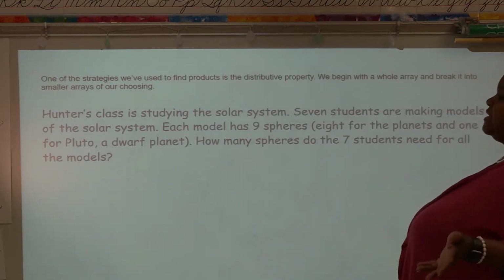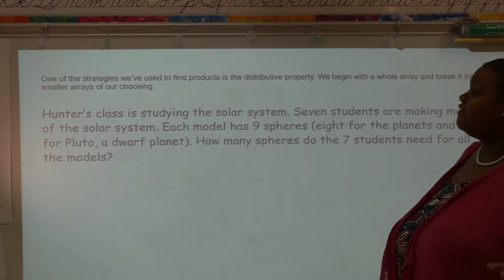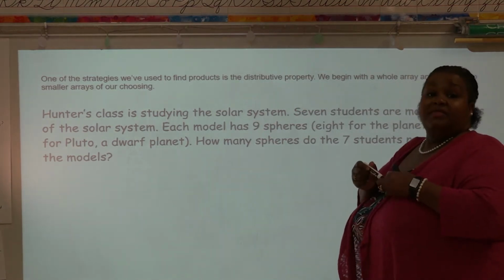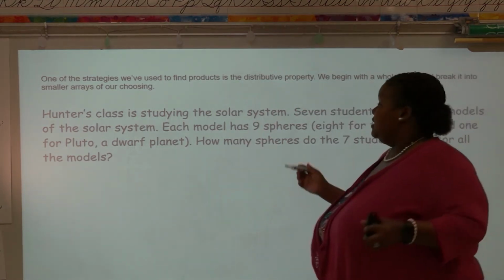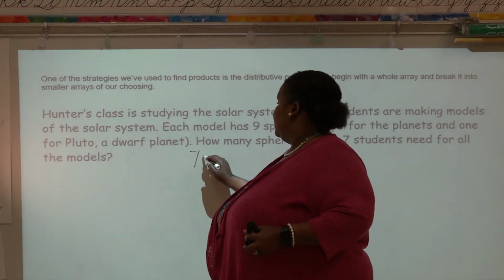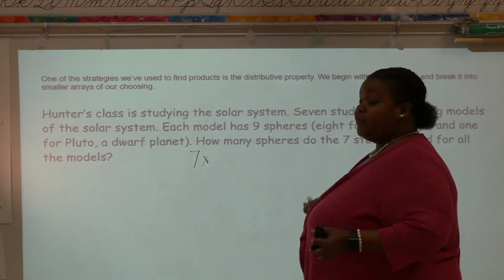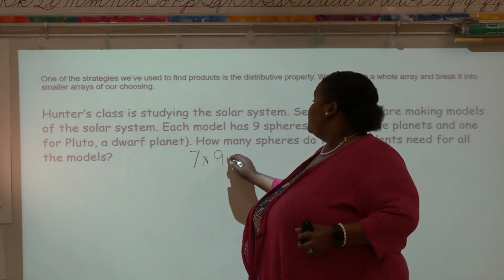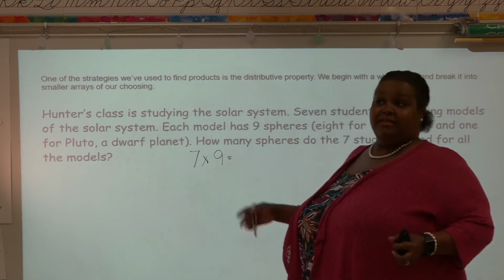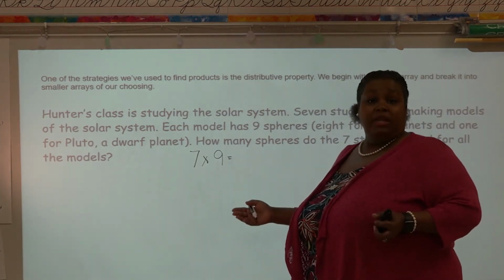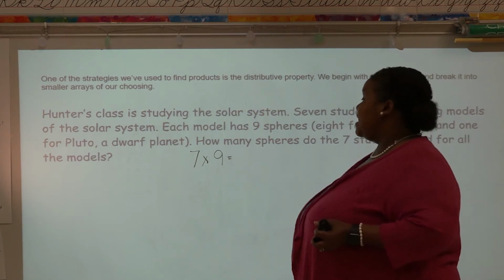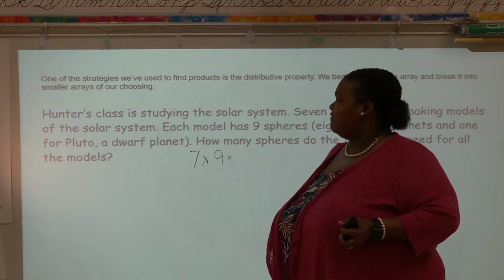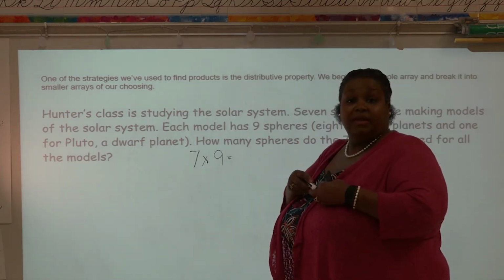Okay, let's make sense of this problem. What are we wanting to find out? We're wanting to know how many spheres the 7 students would need. So 7 would be my number of groups, 7 students. And the 9 would be how many spheres each student needs. Now I want to know how many total we need to buy. So that goes back to 7 times 9. Many different ways I can find the product of 7 times 9.